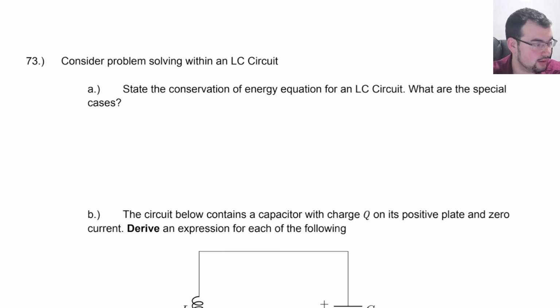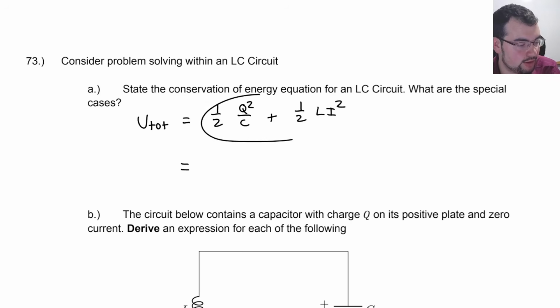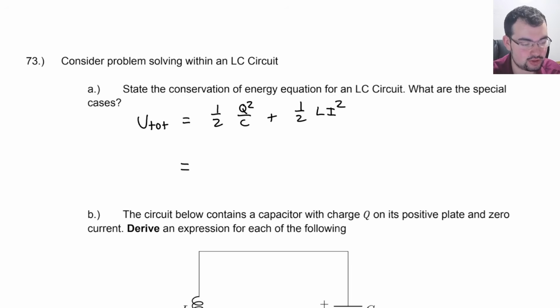All right, lastly, we are going to solve, just doing energy stuff. What is the energy equation for an LC circuit? What are the special cases? Well, we know that the total energy in an LC circuit is the energy stored by the capacitor at any given time plus the energy stored by an inductor at any given time. But this is incredibly annoying and just not useful to us. So we zoom in on the extremes.